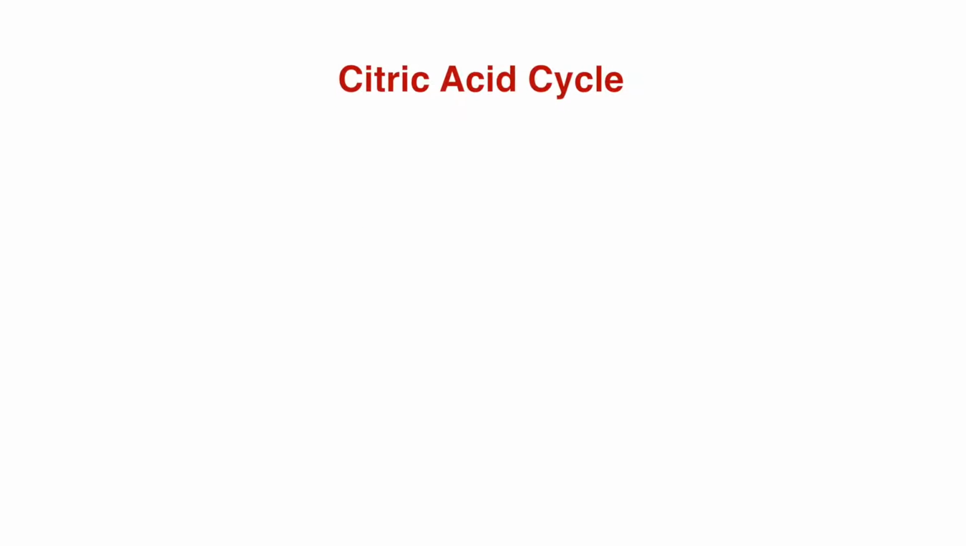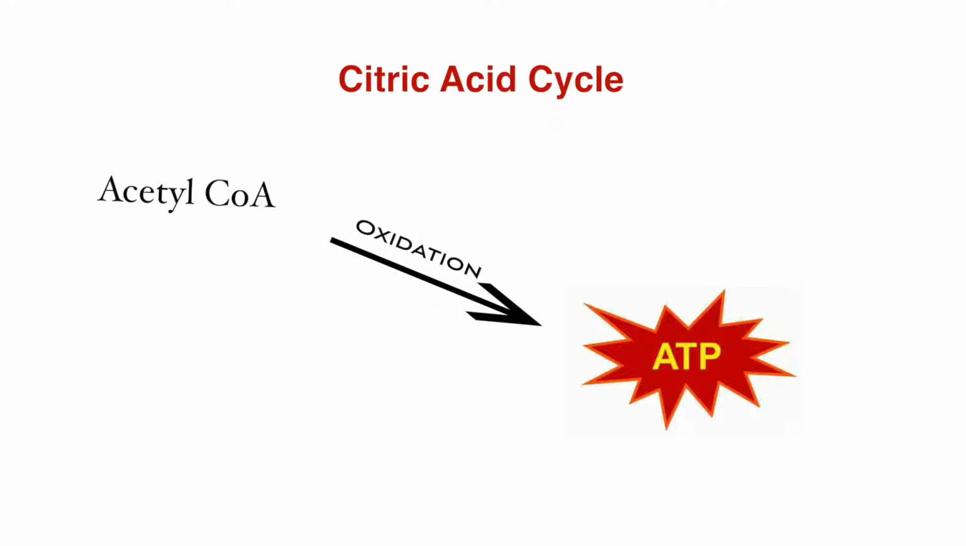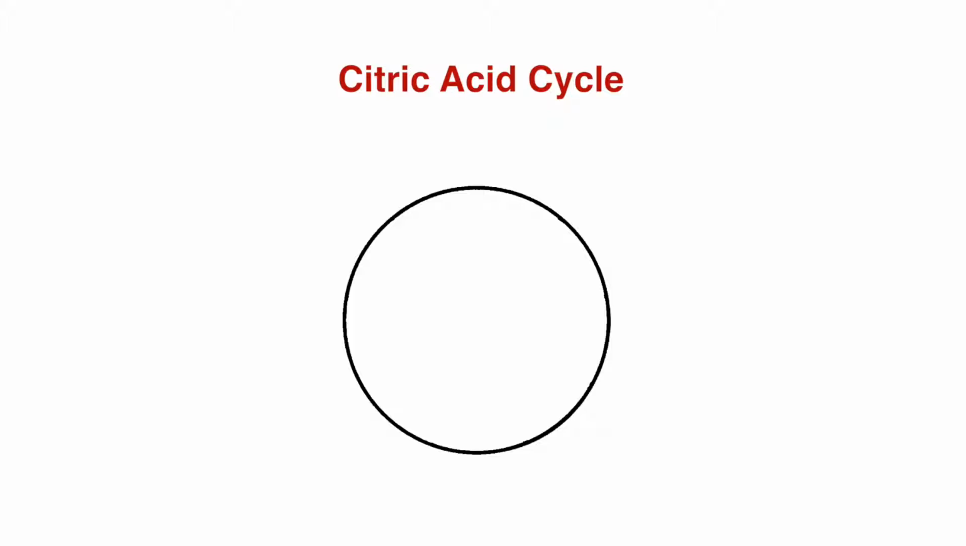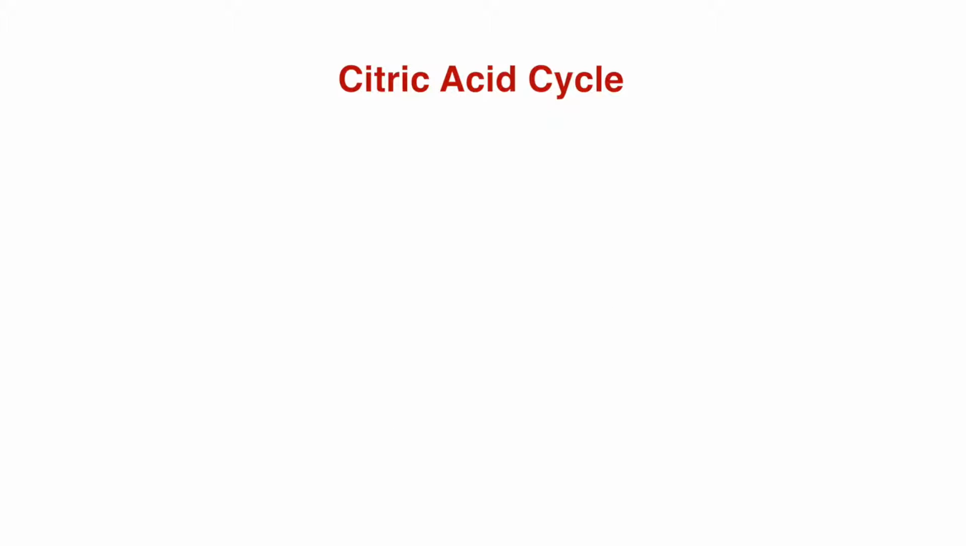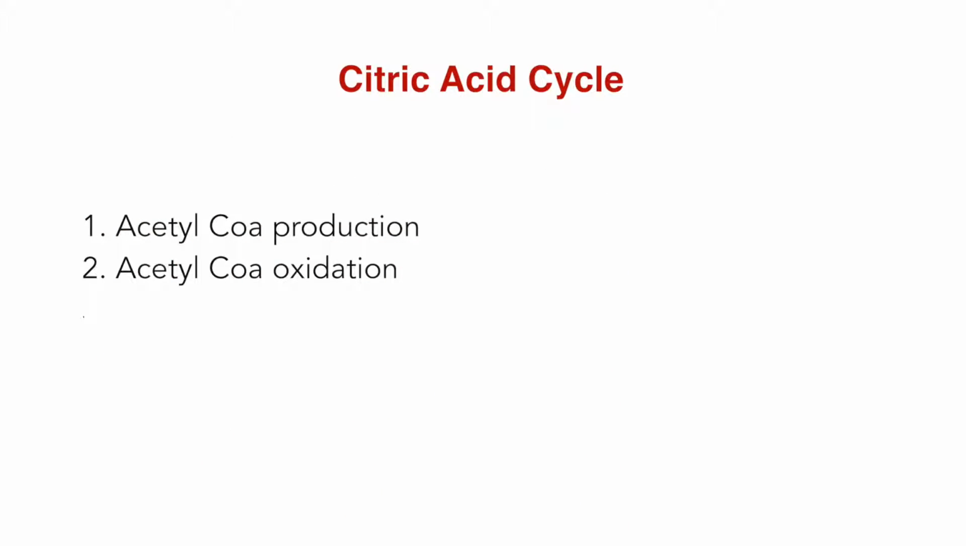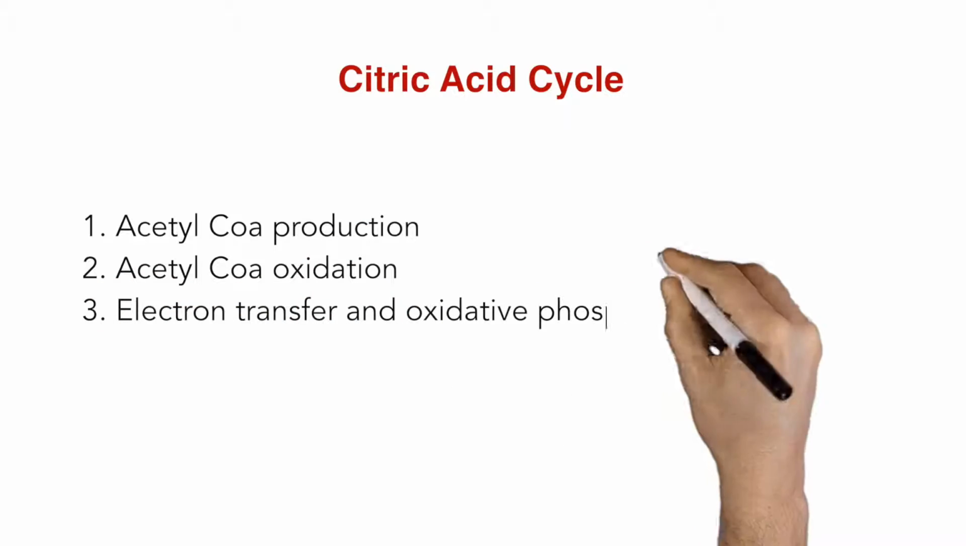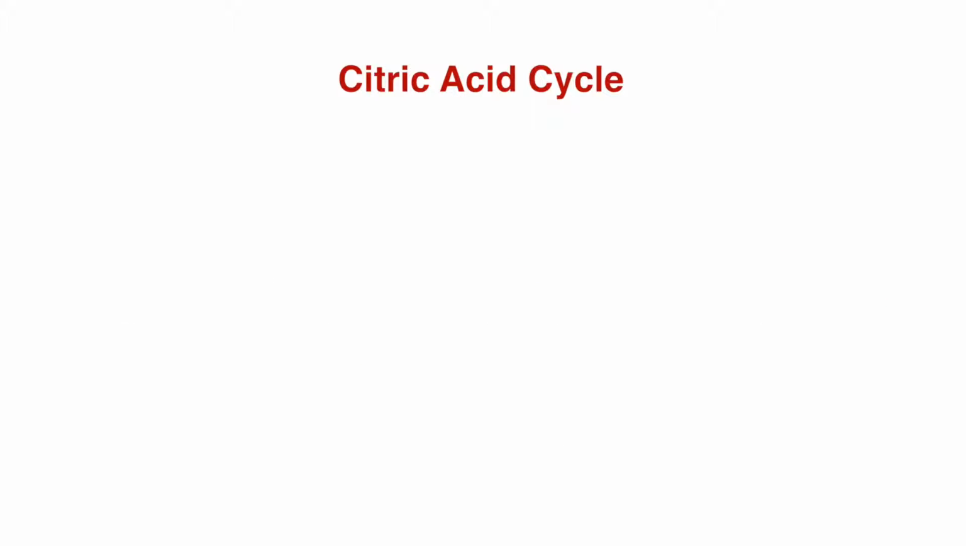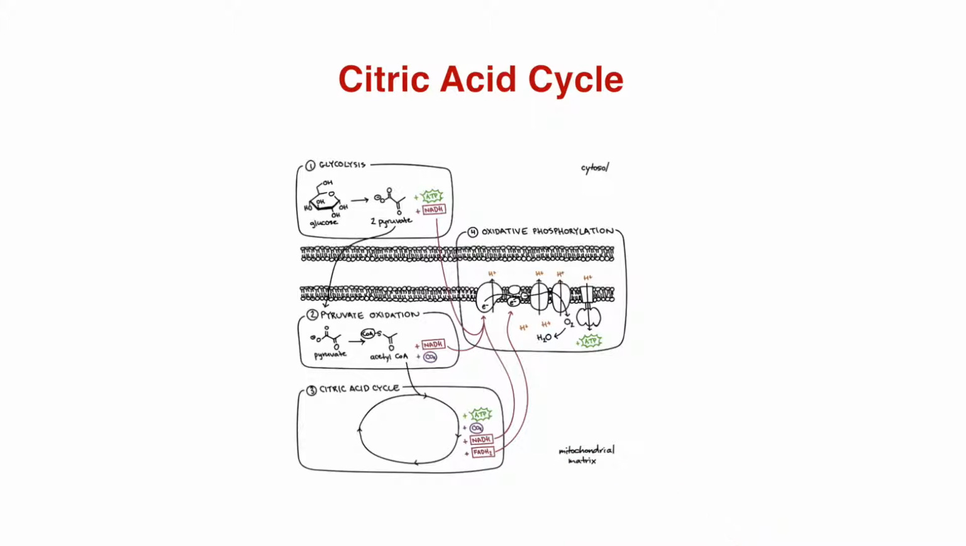To begin, the Krebs cycle, also known as the citric acid cycle, is used to make energy through oxidation of acetyl-CoA. Cells consume oxygen, and from the cycle, CO2 is produced. The three main stages are acetyl-CoA production, acetyl-CoA oxidation, and electron transfer and oxidative phosphorylation. We're going to focus on the first two steps, which happen during the citric acid cycle.